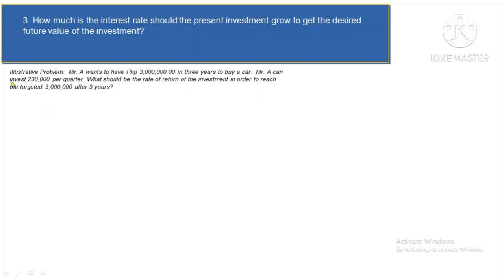So A can invest 230,000 per quarter. What should be the rate of return of the investment in order to reach the targeted 3 million after 3 years? Let us have the timeline analysis.